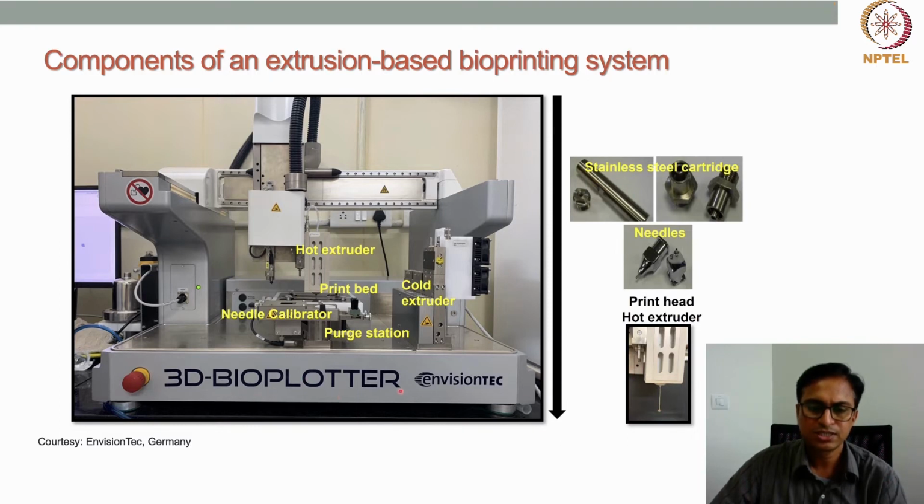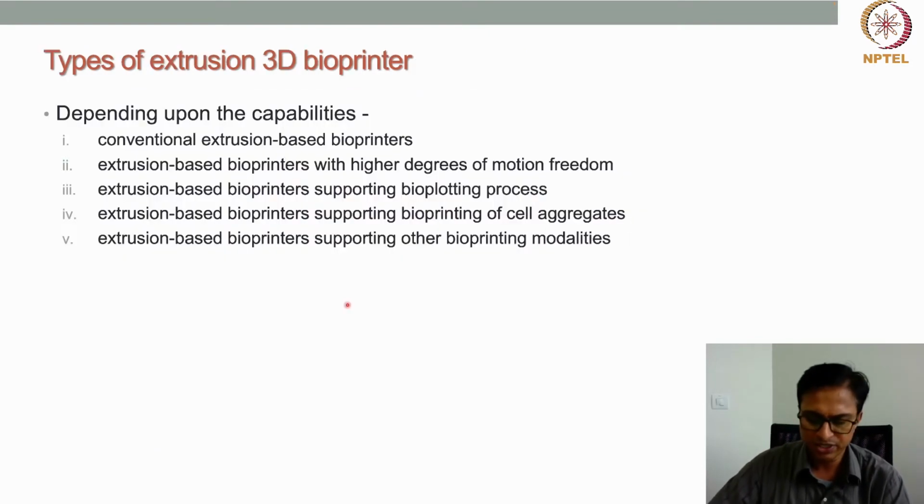So this is the 3D bioprinter from Envisiontec. These are the different components of an extrusion based bioprinting system. Most extrusion based bioprinters have similar components. Maybe the attachments or the geometry are a little bit different, but most of them have similar components.